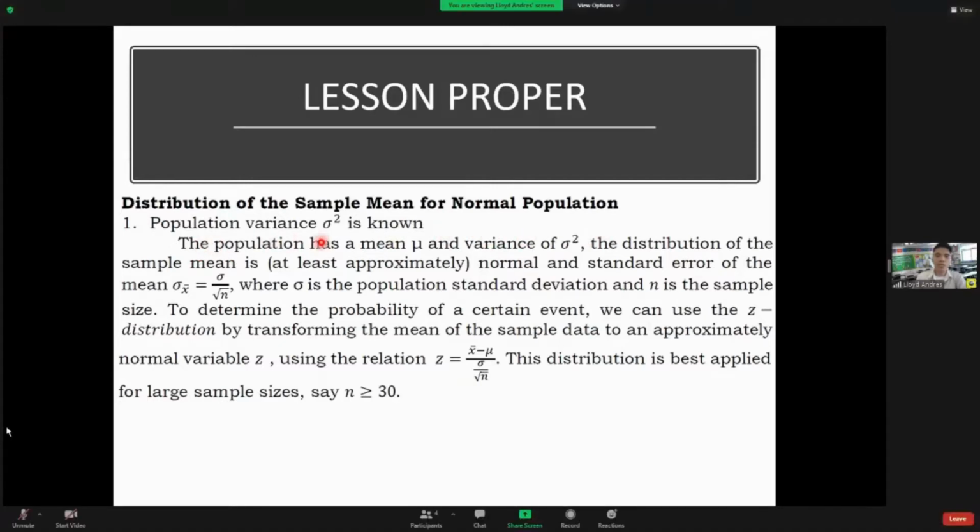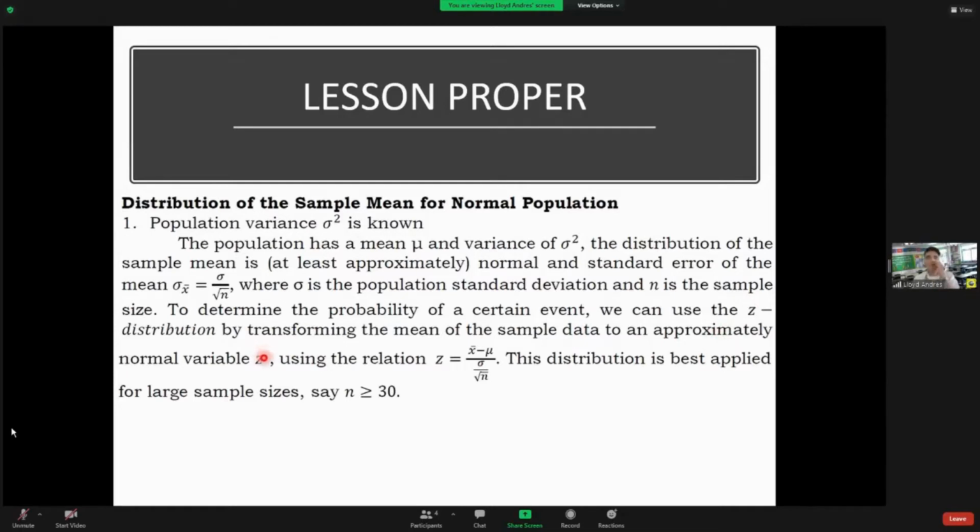When the population variance is known, the population has a mean denoted by mu and variance denoted by sigma squared. The distribution of the sample mean is at least approximately normal, and the standard error of the mean, denoted by sigma sub x bar, is equivalent to sigma over square root of n, where sigma is the population standard deviation and n is the sample size. To determine the probability of a certain event, we can use the Z distribution.